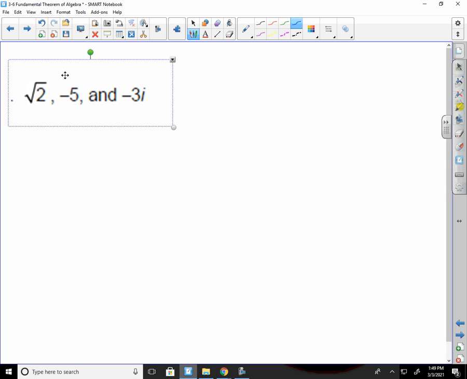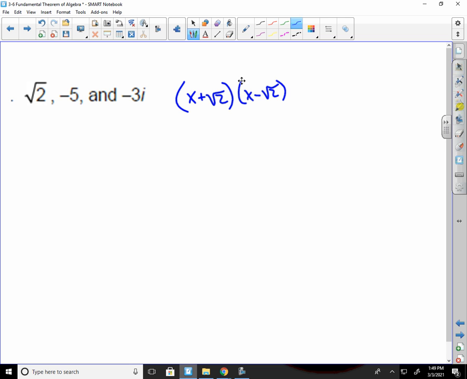This one's just like one of the other ones we did. Here again, I have the square roots and the rationals, or the complex. So I'm not adding anything to these rationals or complex numbers. And so I can do them out the same way I have been. This would be x plus the square root of 2, x minus square root of 2, then x plus 5, and then x minus 3i, and x plus 3i.